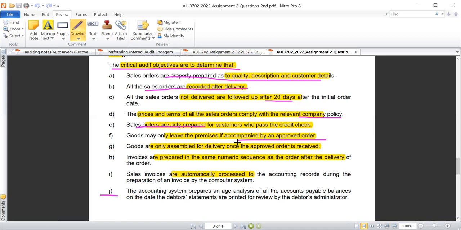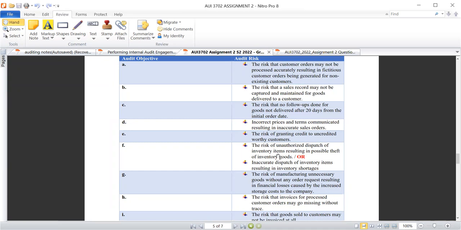But let me also give you the way I've explained it here. There's a risk of unauthorized dispatch of inventory items resulting in possible theft of inventory goods. So what is making the dispatch unauthorized? Because it doesn't have supporting documents in the form of the sales order. Or I can simply say inaccurate dispatch of inventory items resulting in inventory shortages.